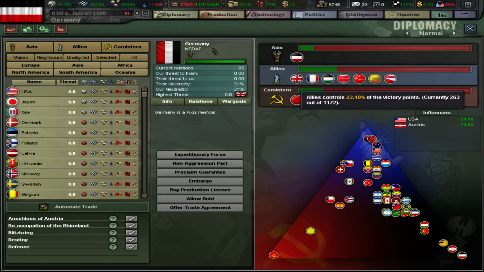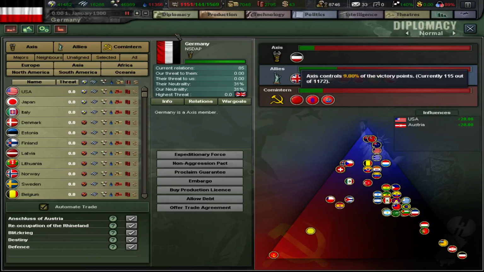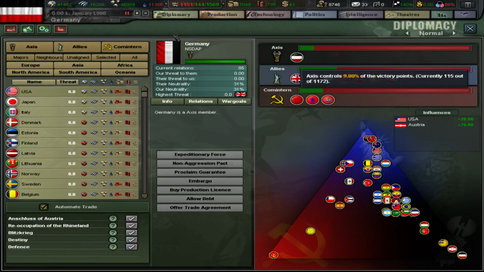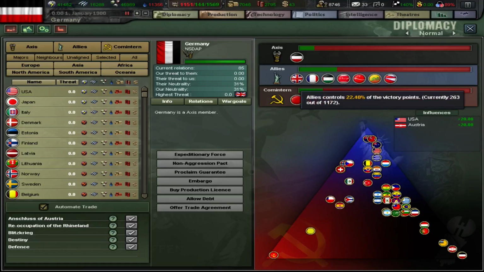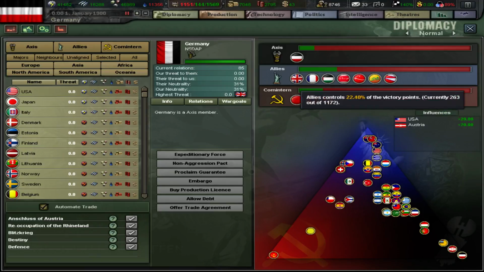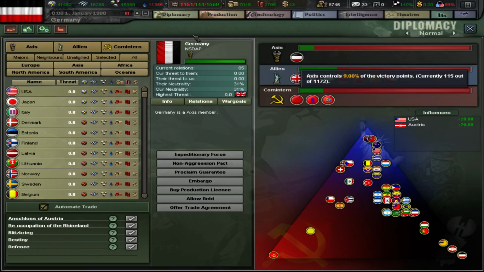One thing I also wanted to mention, this bar here, green versus red, is our victory conditions. So we can see who's closer to victory. Right now, because no one's more than 50%, it's all going to be a draw. So right now we're at 9.8%. They're at 22%, and the Comintern's at 14%. So they currently have 173 points out of 1172. The Allies are at 263 points out of 1172. And we're at 115 out of 1172.